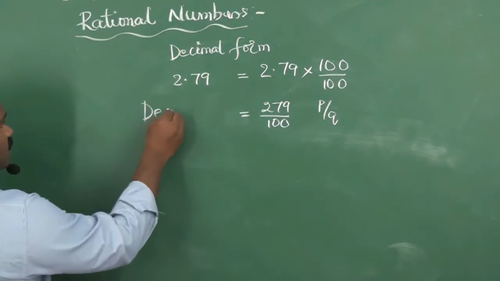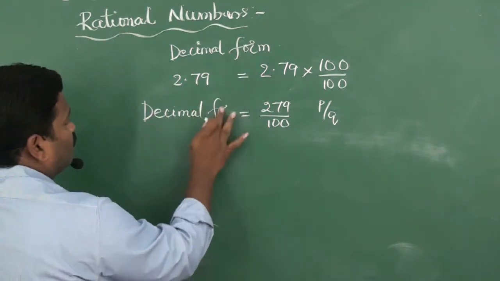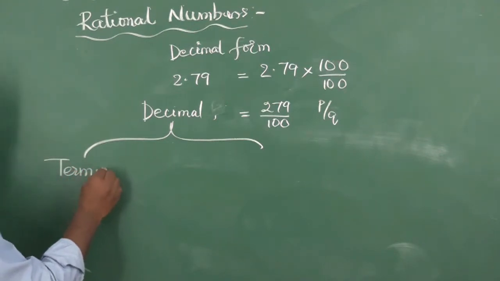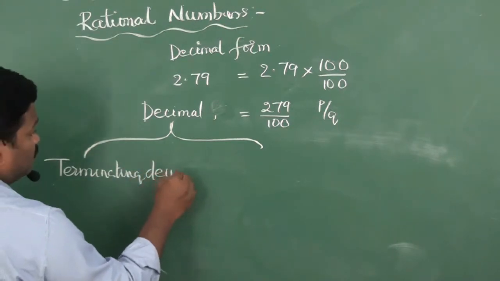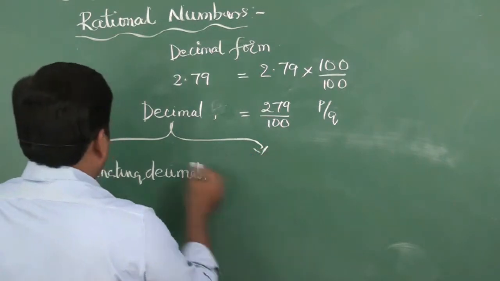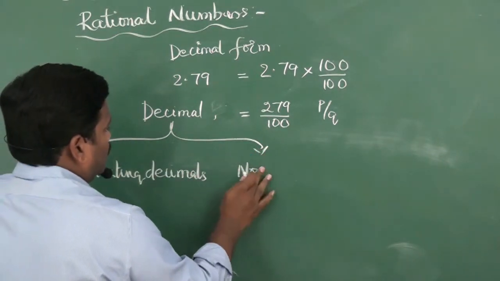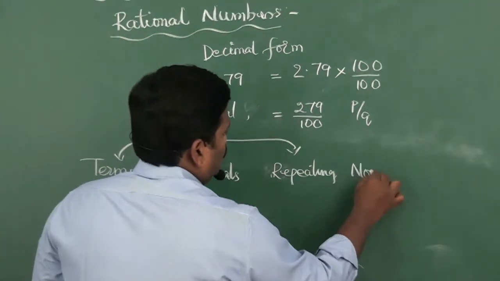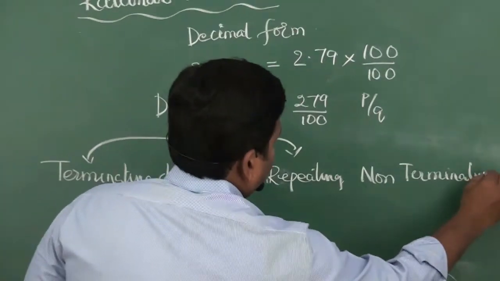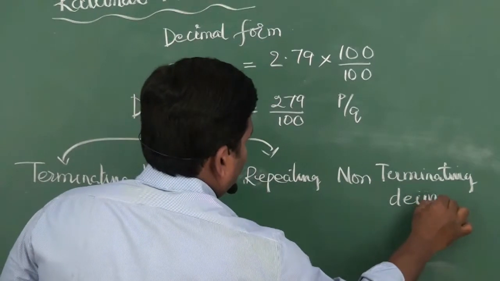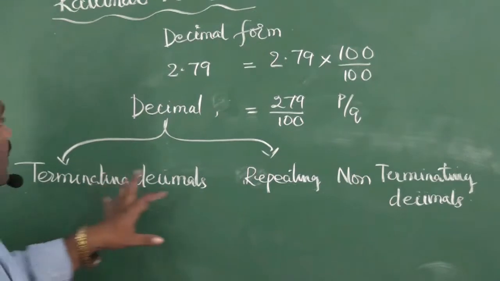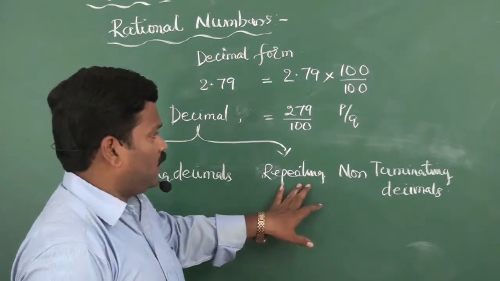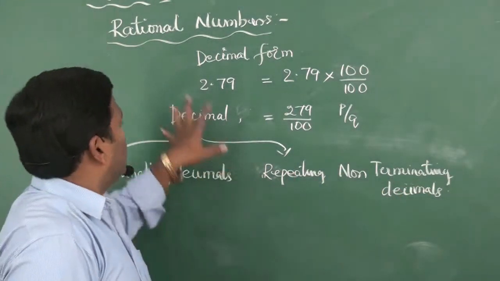Again, decimals are of 2 types. They are terminating decimals and repeating non-terminating decimals. These 2 types of decimals are rational numbers. The first one is terminating decimals and the second one is repeating non-terminating decimals. These 2 types are rational numbers.